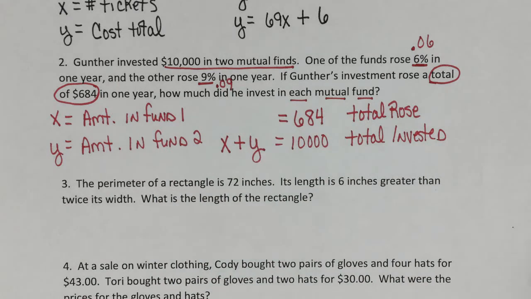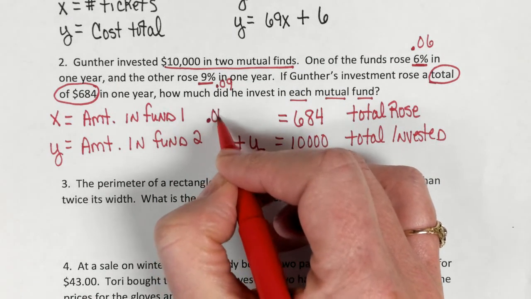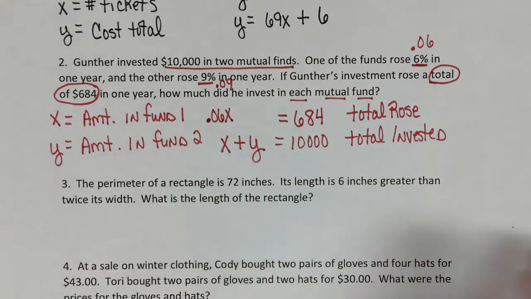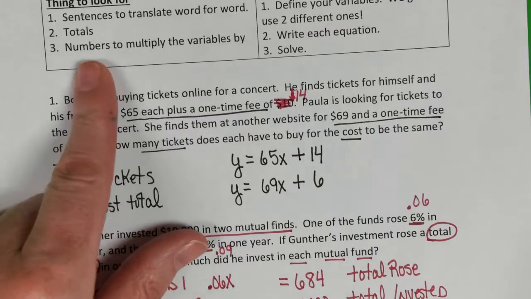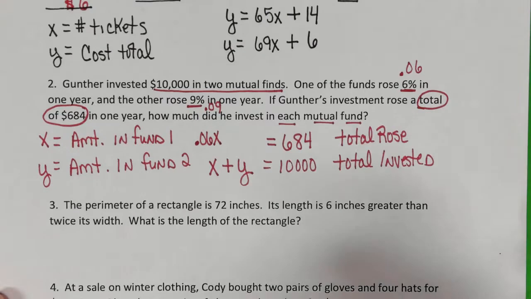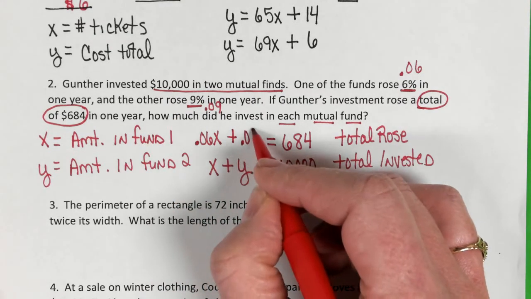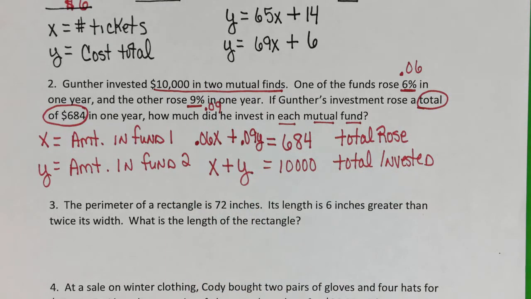Okay, so for Fund 1, how much did it rise? 0.06 times x. So see, that's where we're looking at where those numbers that we multiply by the variable, right there. Plus, for Fund 2, 0.09y. And that's it. There's your system. Simple as that.